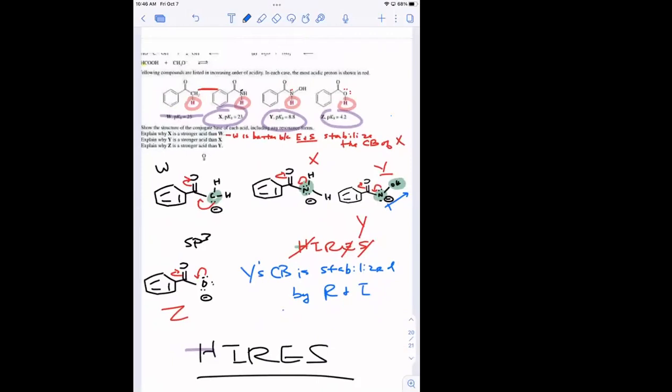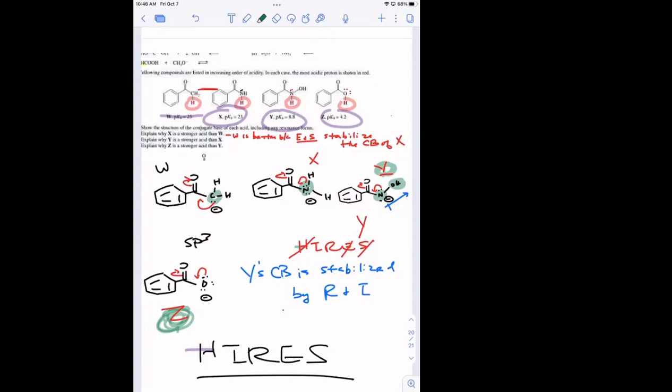For those that are on Zoom, this is Z and this is Y. These are what you were comparing in this last example. The acid for Z has a pKa of 4.2. The acid for Y has a pKa of 8.8. So what is it about Z that stabilizes that more than Y?